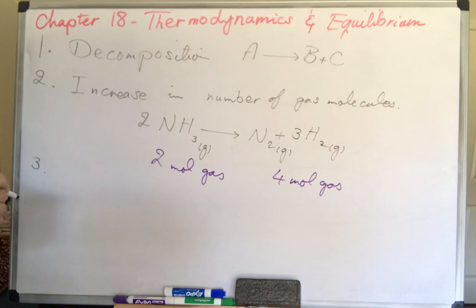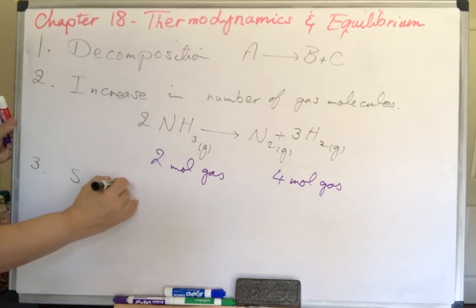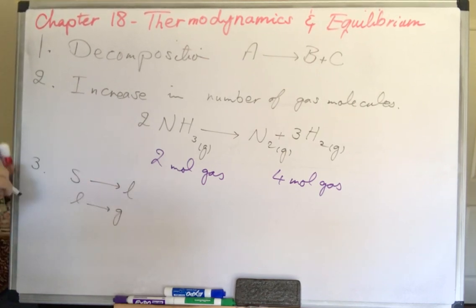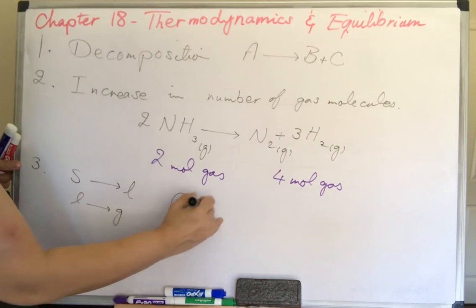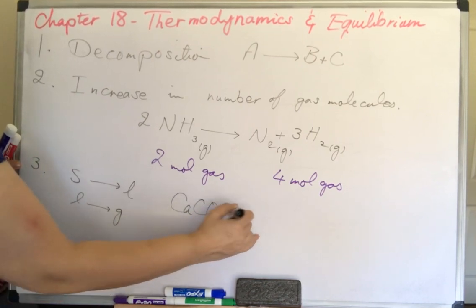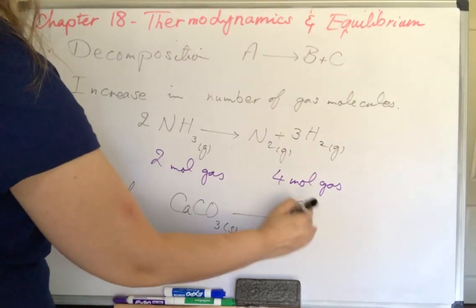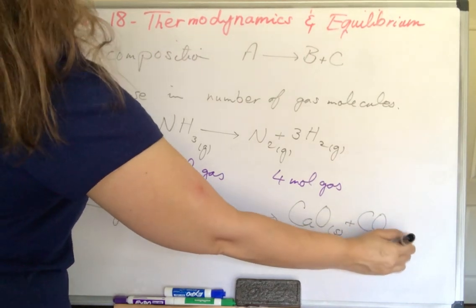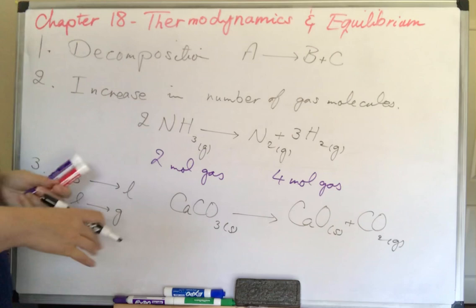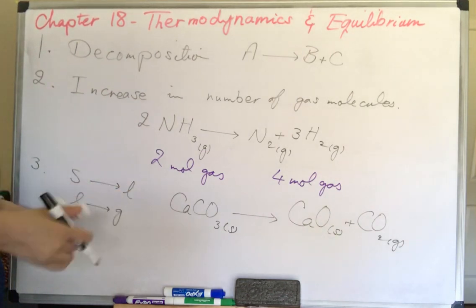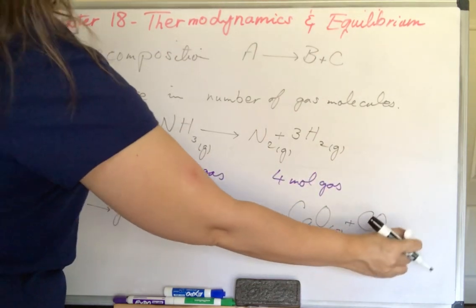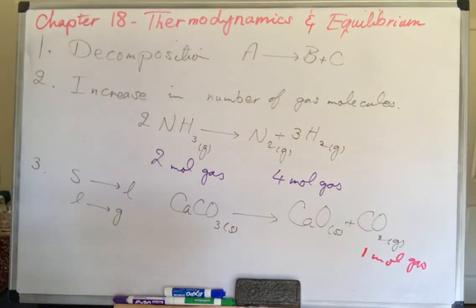The third situation is when a solid changes to liquid or liquid changes to gas. An example would be when calcium carbonate solid changes to calcium oxide solid plus carbon dioxide gas. So you have no gas molecules, and solids, you know, solid entropies are almost zero. And again, you have another solid, but you have 1 mole of gas on the right side. So this is going to change the entropy of the system.